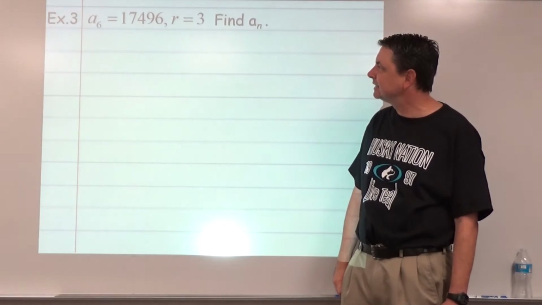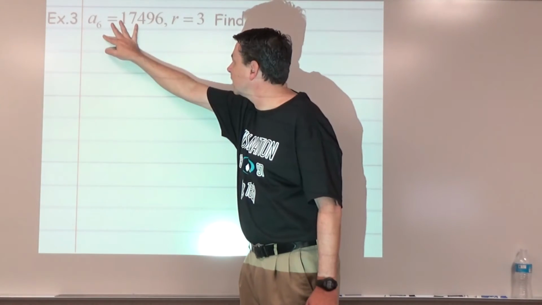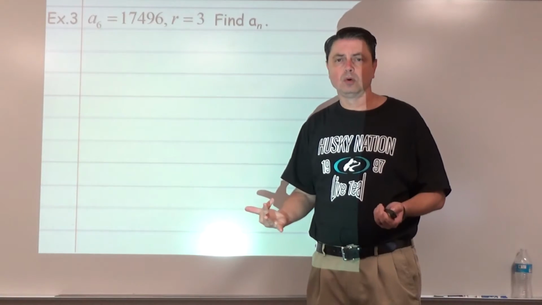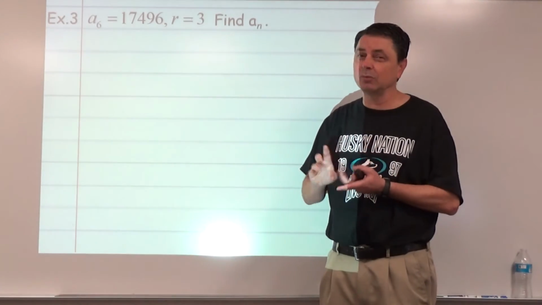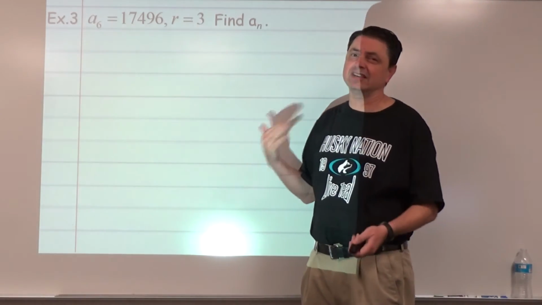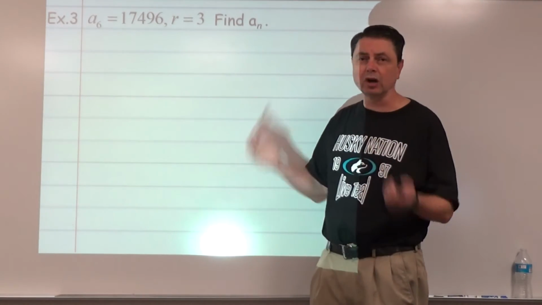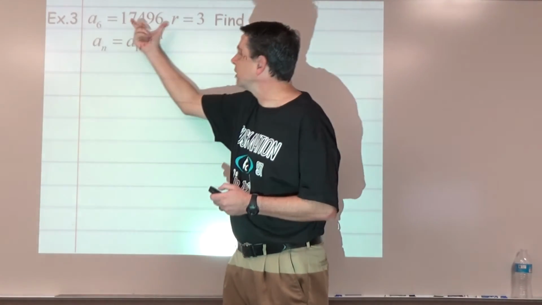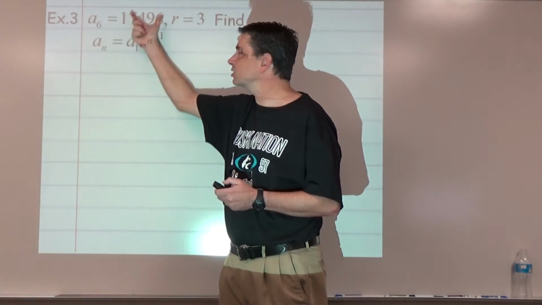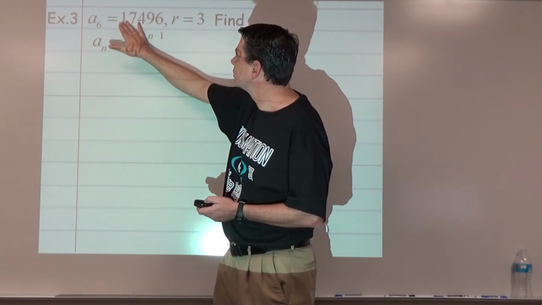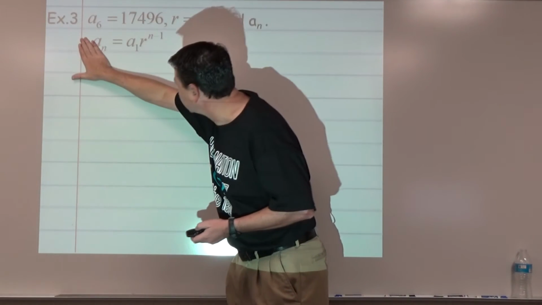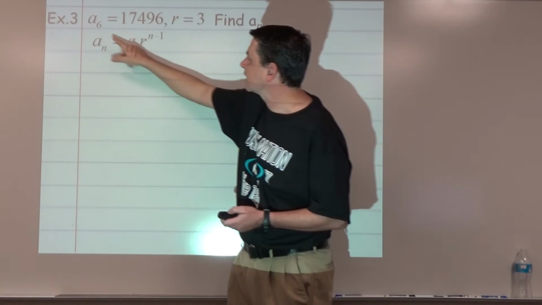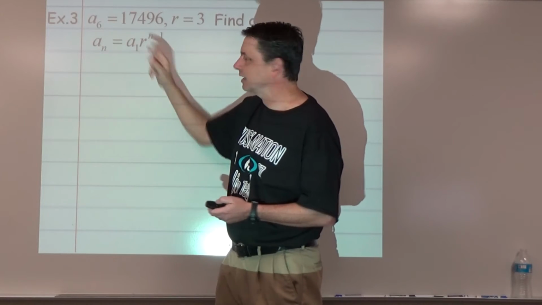Example 3. We know the 6th term and we know r. Find a sub n, which essentially means for finding a sub n, we need to know a sub 1 and r. We already know r, we just don't know the a sub 1. So let's use our equation and substitute in what we know. For a sub n, we're going to use this. We're going to use the 6th term to gain some information. So the 17,496 goes there. We don't know that. 3 goes here. And if we're talking about a sub 6, then n is 6.